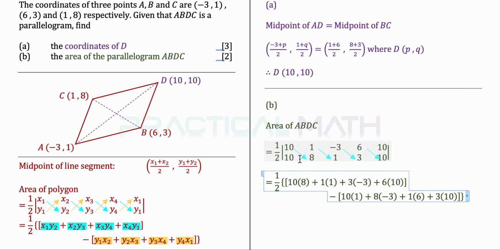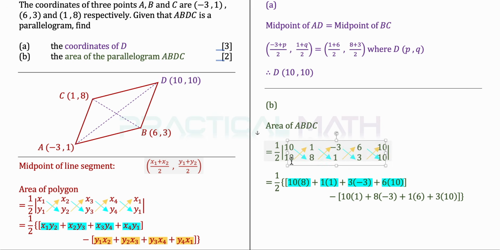So 10 times 8 in this case. 10 times 8. And this is 1 times 1. Plus negative 3 times 3. Plus 6 times 10. And what we're going to do now is to minus away the sum of multiplying upwards in this case.